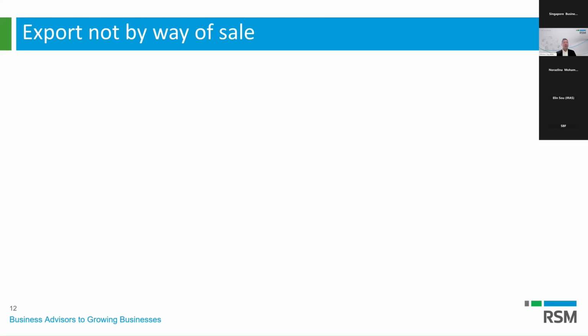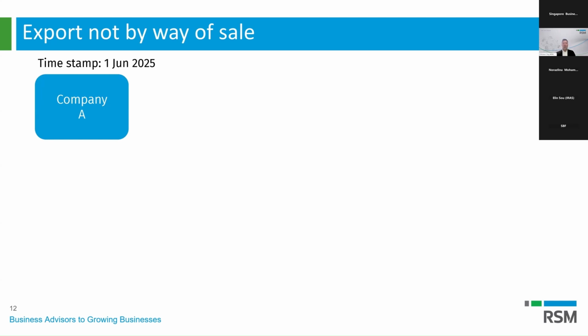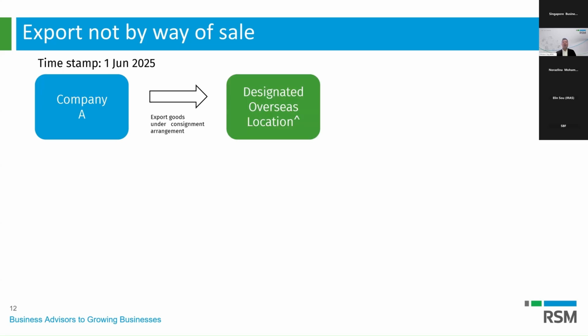Okay, first, there's a timestamp, 1st of June. Company A exports goods under consignment to its customer's designated overseas location. Obviously, the customer will then use the goods according to their needs at a different time frame. So at the point of the export, there is no sale. For this situation, I believe most of us will not track it as our revenue.